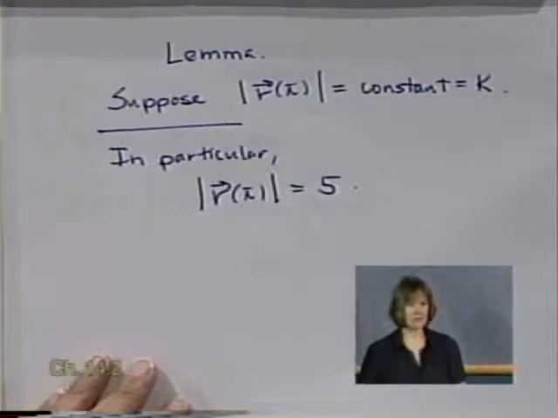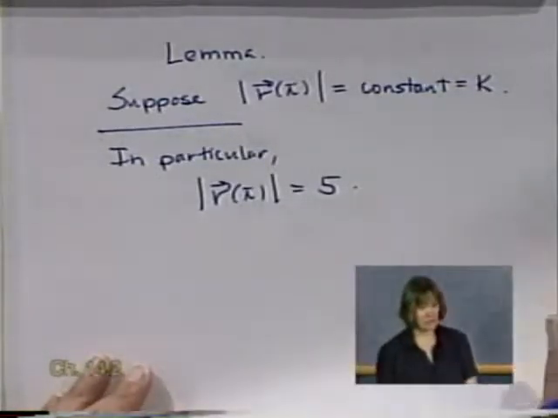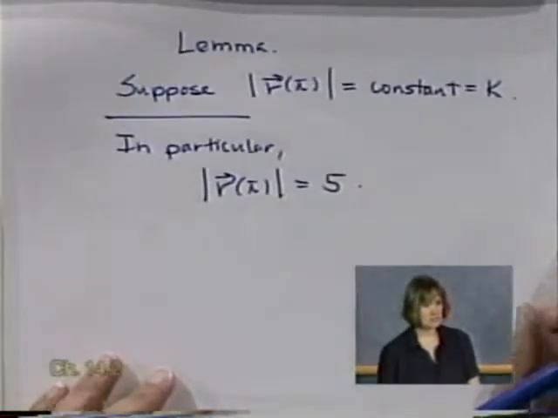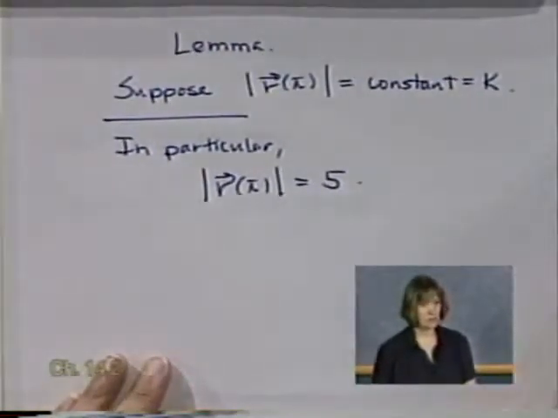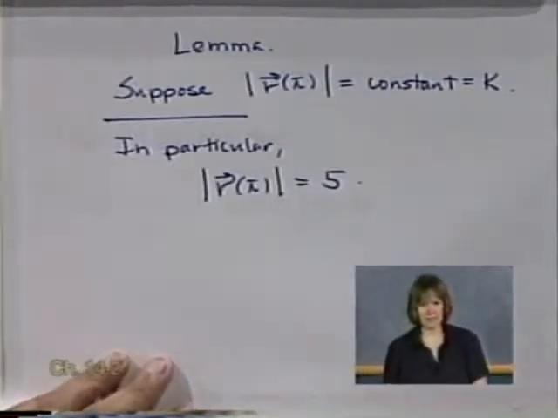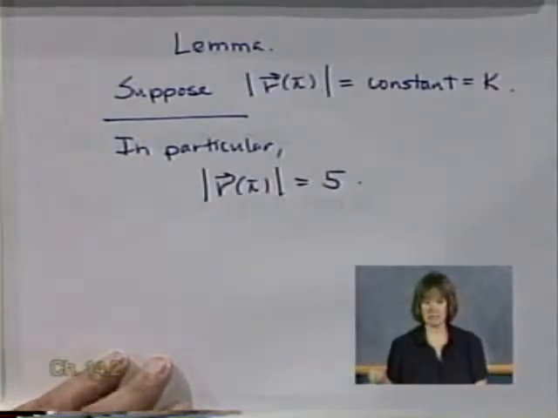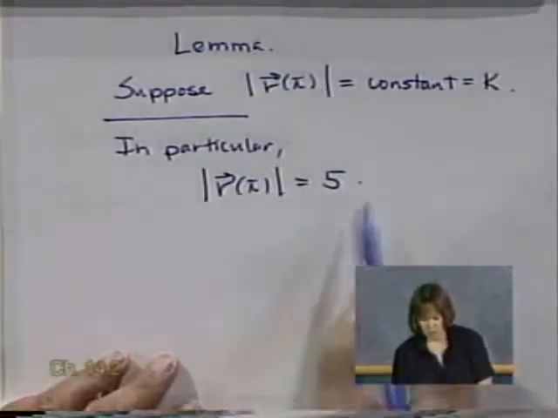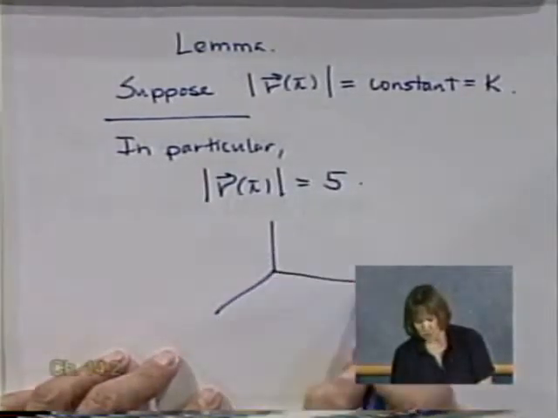Can you tell me anything about the graph? If the magnitude of r of t is always 5, your position vector is always 5 units long. So your point's always 5 units from the origin. Well, if you're always 5 units from the origin, you've got to be lying on the sphere whose radius is 5. So if r of t is 5, I have no idea what r of t looks like.